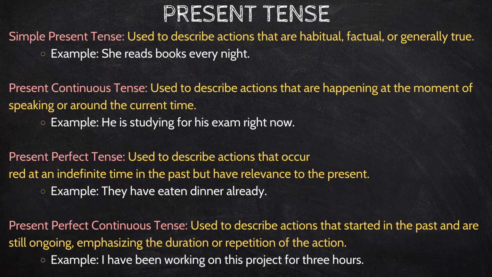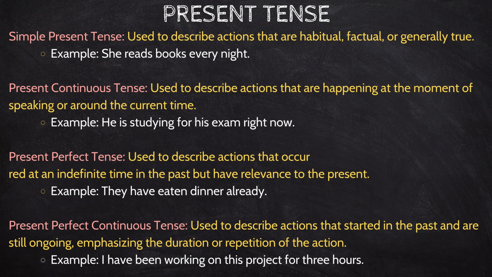Present perfect tense is used to describe actions that occurred at an indefinite time in the past but have relevance to the present. A little related to the present. Example: they have eaten dinner already. We are talking about the past, but it is somehow related to the present, right?